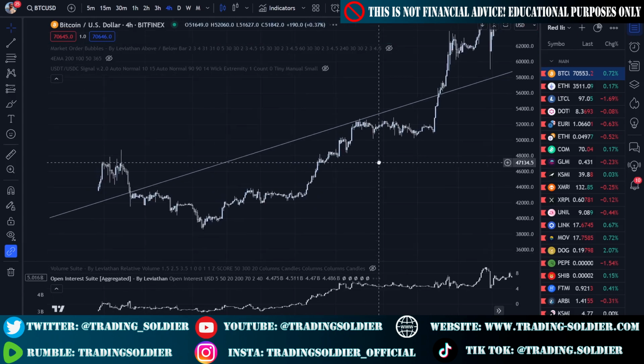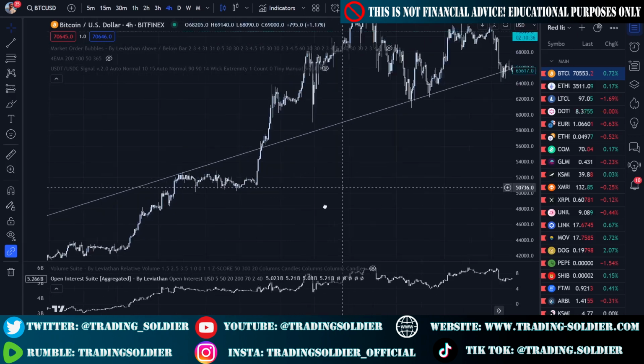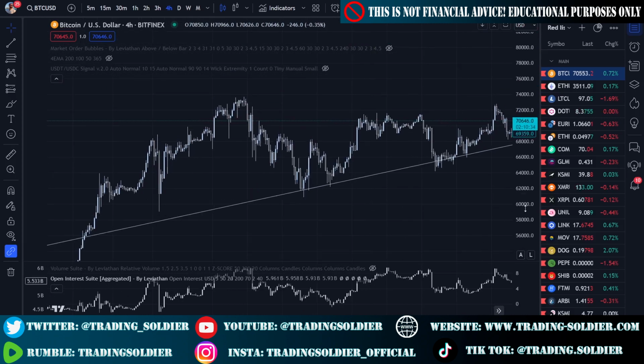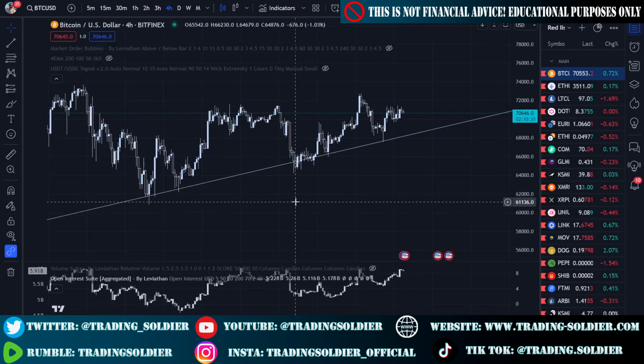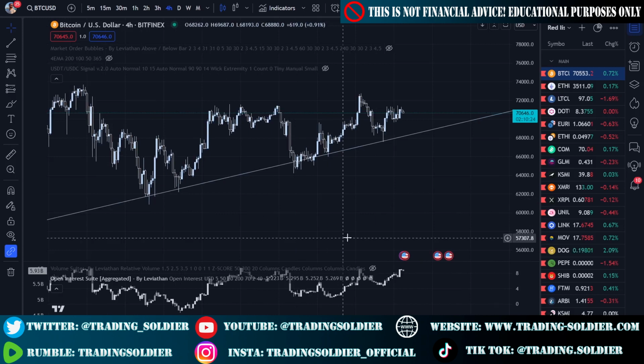So basically the open interest is giving you an insight into what is happening in the market, what kind of positions are being liquidated, or being closed, or being forced to close their positions in the market.